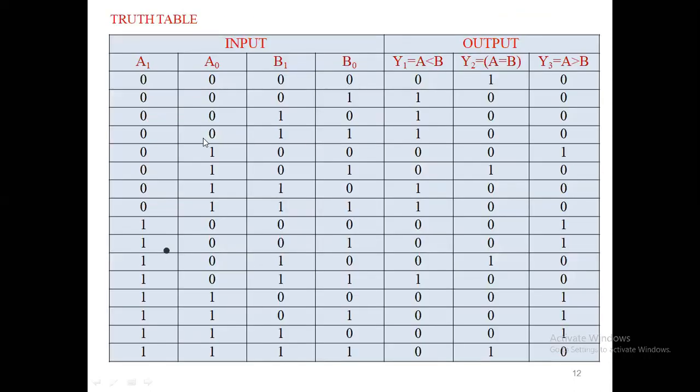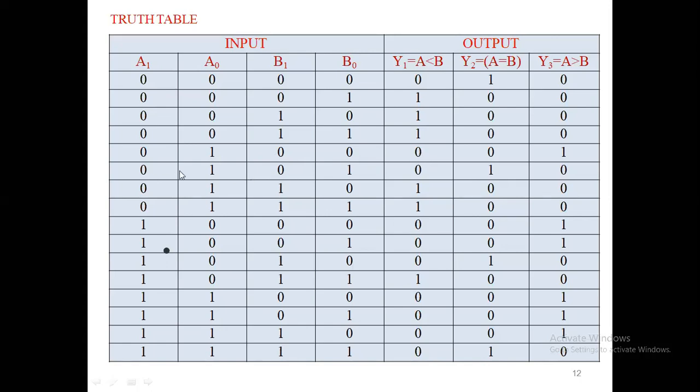And next, 0 0 is nothing but 0. B value 1 1 is nothing but 3. 0 is less than 3. The condition is true, so here we have to place the value 1 only. And 0 1, that is A value is 1, B value is 0. 1 is less than 0. The condition is false. We have to place that value as 0.